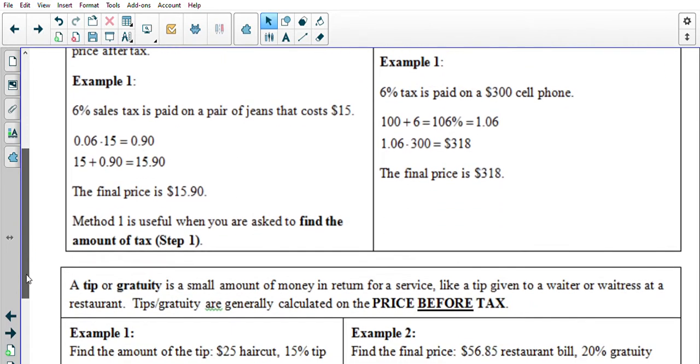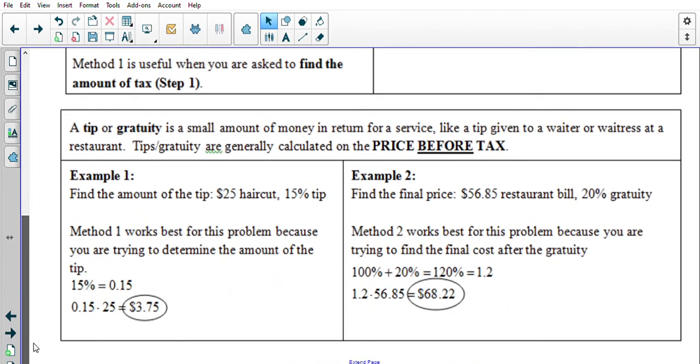All right. Down below, which is actually, I think, at the top of your next page, let's talk about tips and gratuities. So a tip or gratuity is a small amount of money in return for a service, like a tip given to a waiter or waitress at a restaurant. Tips or gratuity are generally calculated on the price before tax, although it doesn't necessarily really matter how you're looking at some of these things. Typically, we do calculate tip or gratuity on the price before tax.